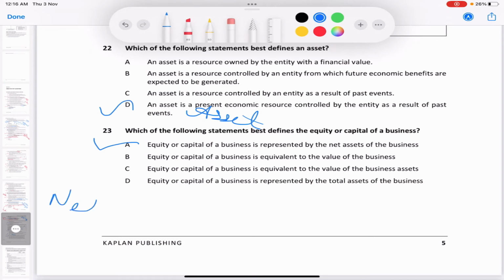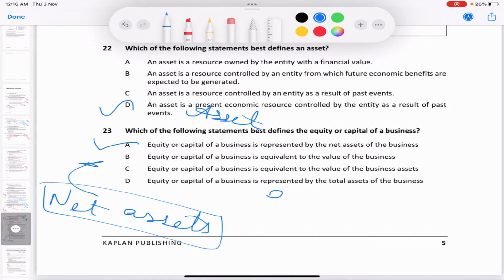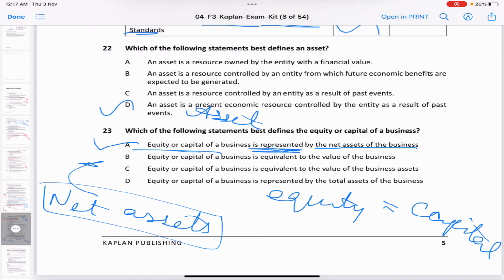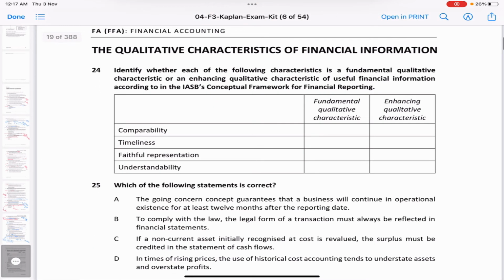So whatever net assets are there in the business, using that we will always be representing the equity. You remember what equity is? Equity is nothing but capital. You remember the formula, and whatever the net asset is, that would be represented by the equity, right? Because that would be the valuation in a business. The net assets would be the valuation in the business.